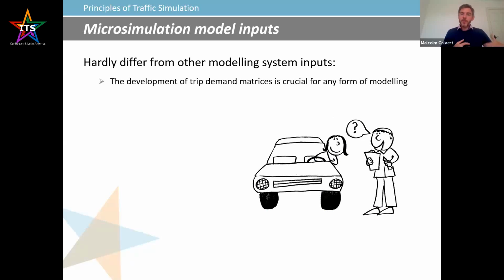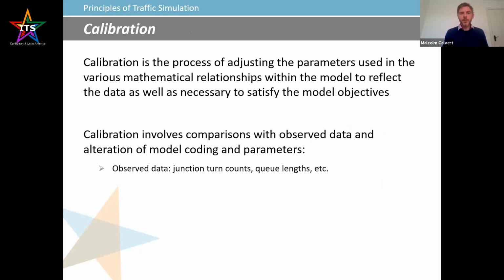The trip demand matrices then is also a really crucial form in any modeling, and that doesn't really differ too much in microsimulation modeling. But having the information of origin and destination as much as you can be very useful. And then once the data is input into the model and the model has been coded and developed, then there's this calibration process which happens.